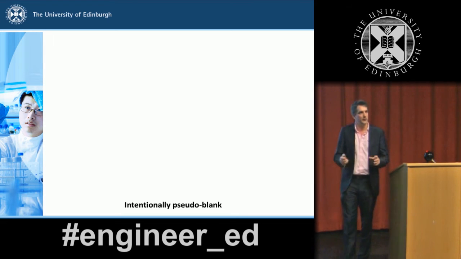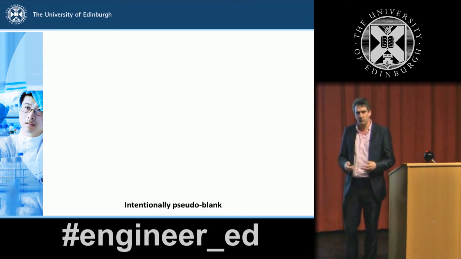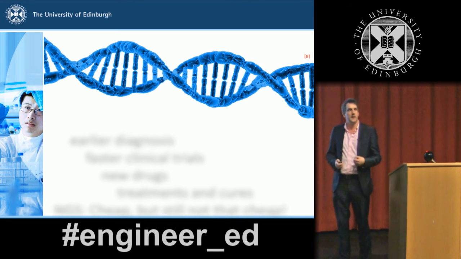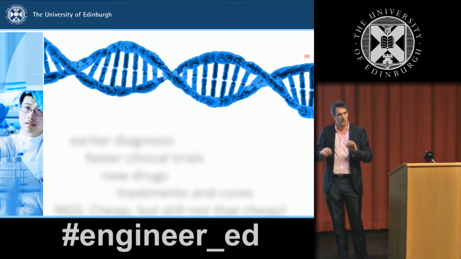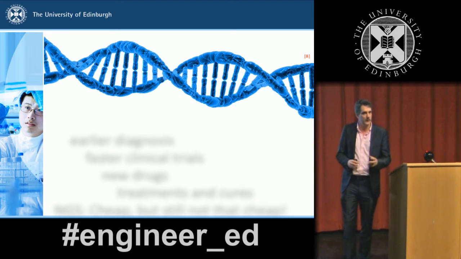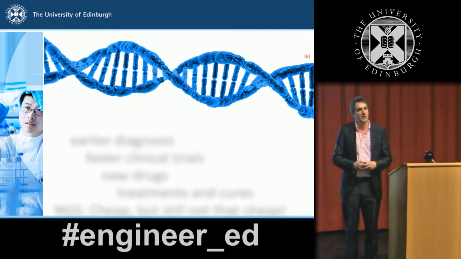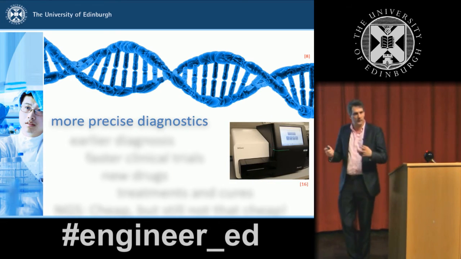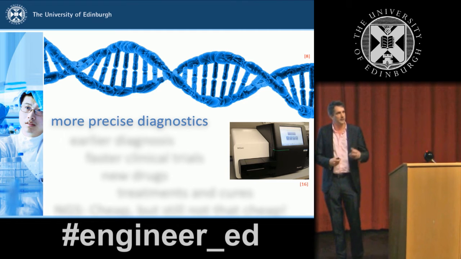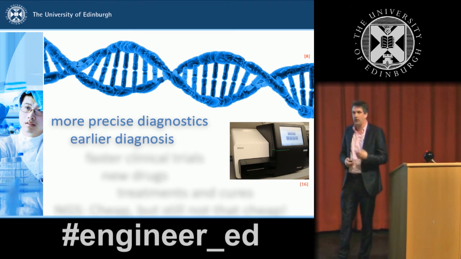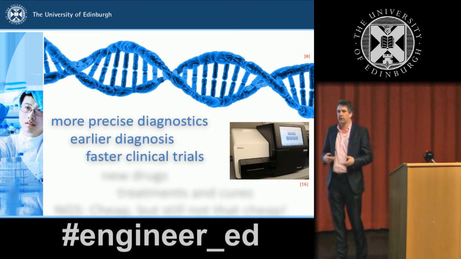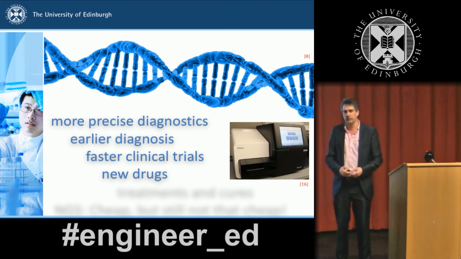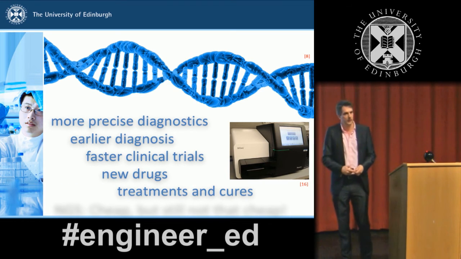It's in life sciences. So when you think of life sciences, what do you think of? Well, the first thing is DNA. So DNA sequencing, in particular, is probably one of the major breakthroughs we're going to have in healthcare. If you can sequence a genome in some way, then you can basically come up with the following advantages. So you've got more precise diagnostics of diseases, earlier diagnosis, you can have faster clinical trials, you can develop new drugs using the information you've got from the sequencing, and you've got treatments and cures.